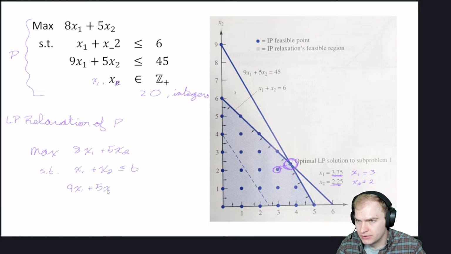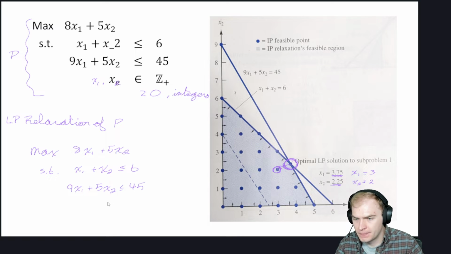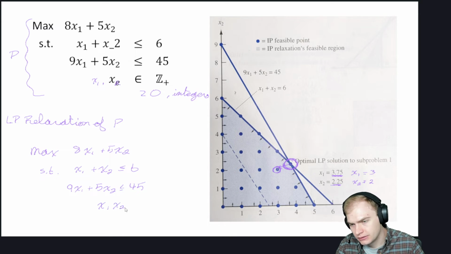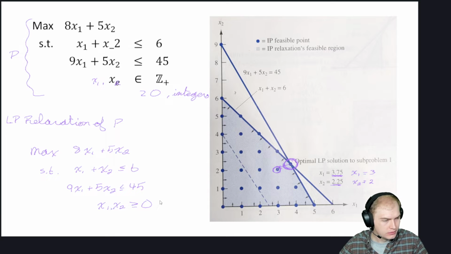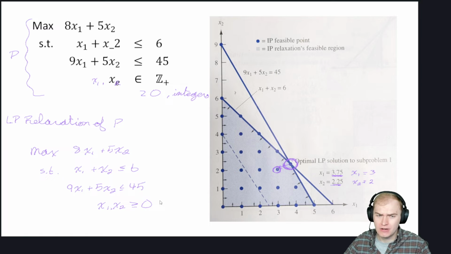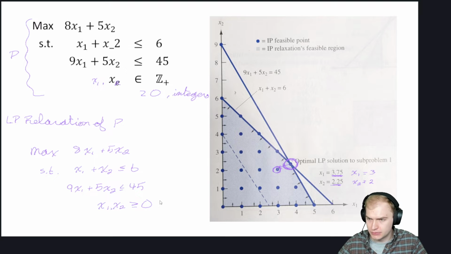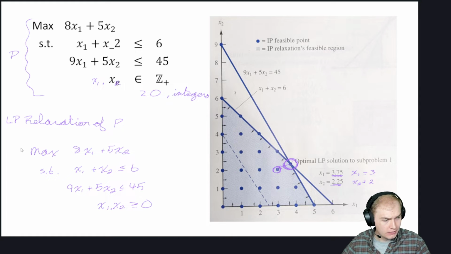9x1 plus 5x2 less than or equal to 45. And then x1, x2 are non-negative. The only difference is that we drop the integer constraint, the integer domain. It's called the LP relaxation, sometimes the continuous relaxation or just the linear relaxation, all common phrases. So we're going to start with this. And then we're going to solve it.